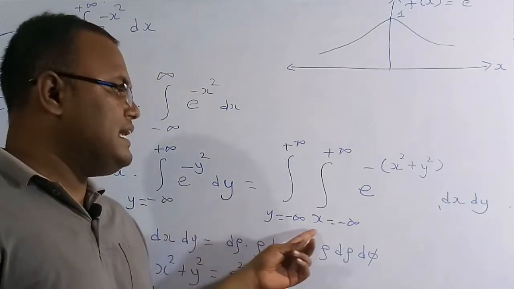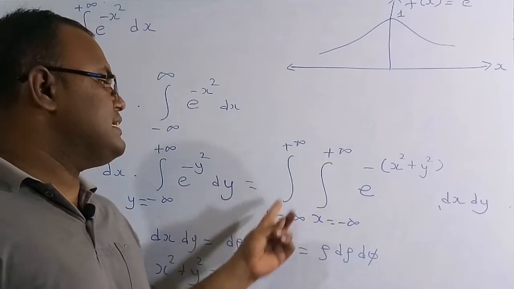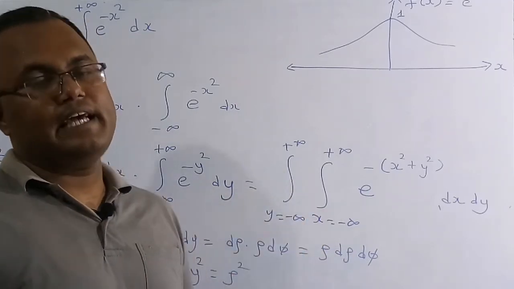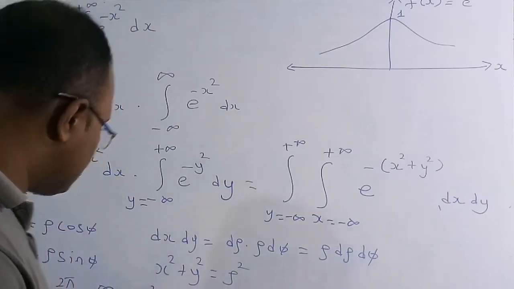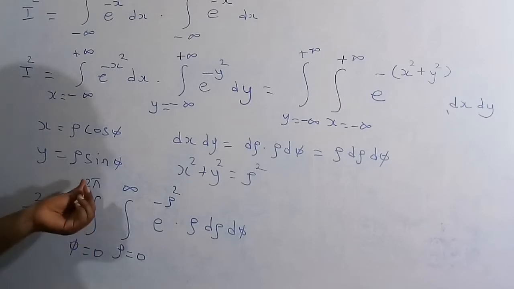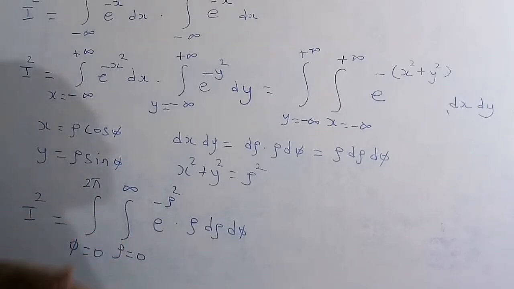If you see clearly, x is equal to minus infinity to plus infinity and y is equal to minus infinity to plus infinity, which means it is the xy plane. Xy plane means simply we are going to get that rho is equal to 0 to rho is equal to infinity and phi is equal to 0 to 2 pi. It is going to give you the overall xy plane with the help of the cylindrical coordinate system.